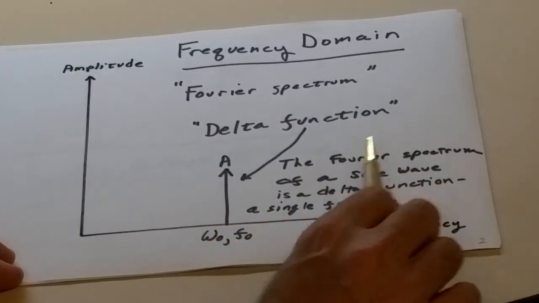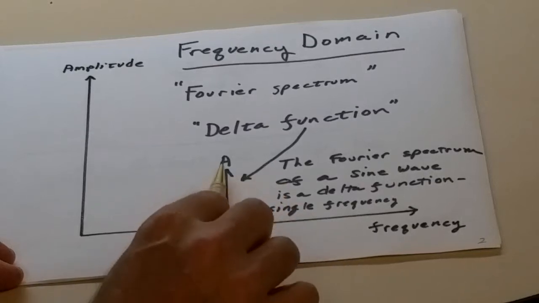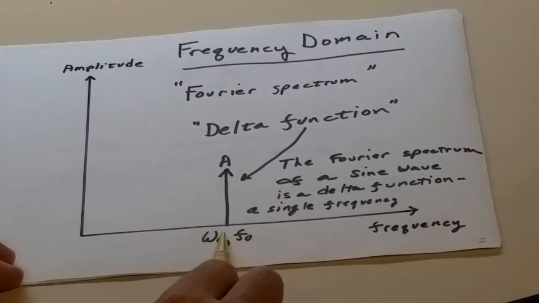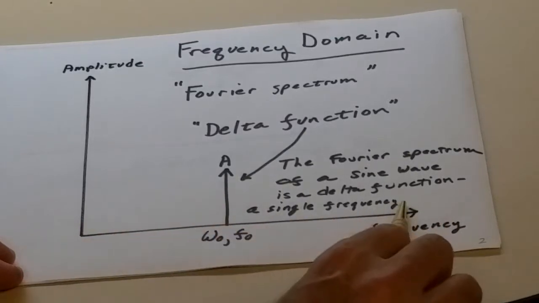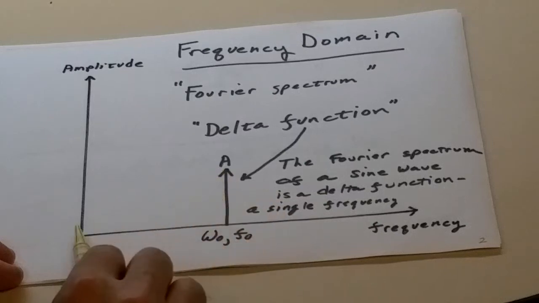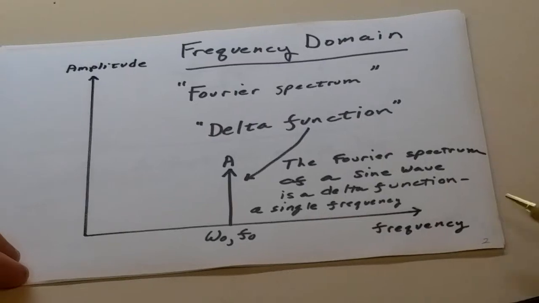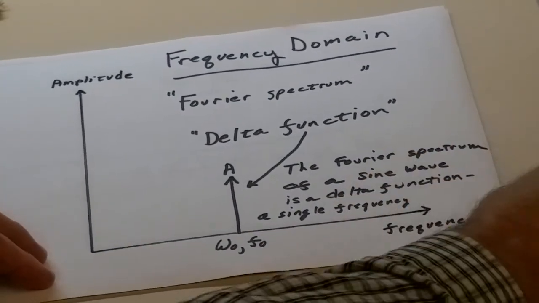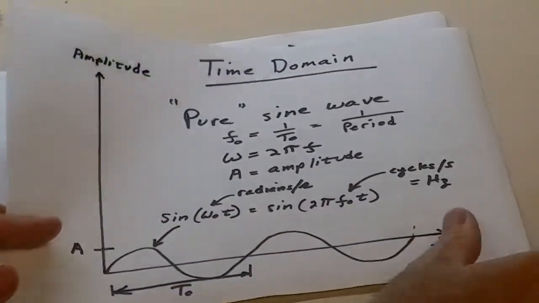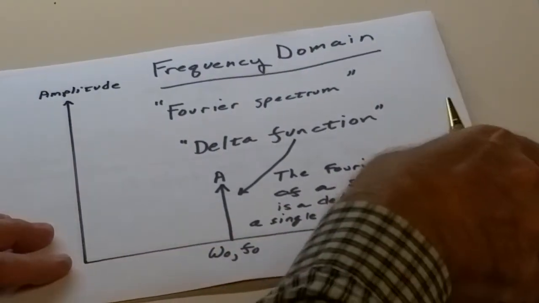So the Fourier spectrum of a sine wave is a delta function. It's a sharp value only at that frequency. It's a single frequency. So the plot of how much of each frequency there is as a function of frequency is this delta function, because there's only one frequency in the signal that I'm analyzing. So that is the time domain in time, and this is the frequency domain in frequency. I'll show several examples now.